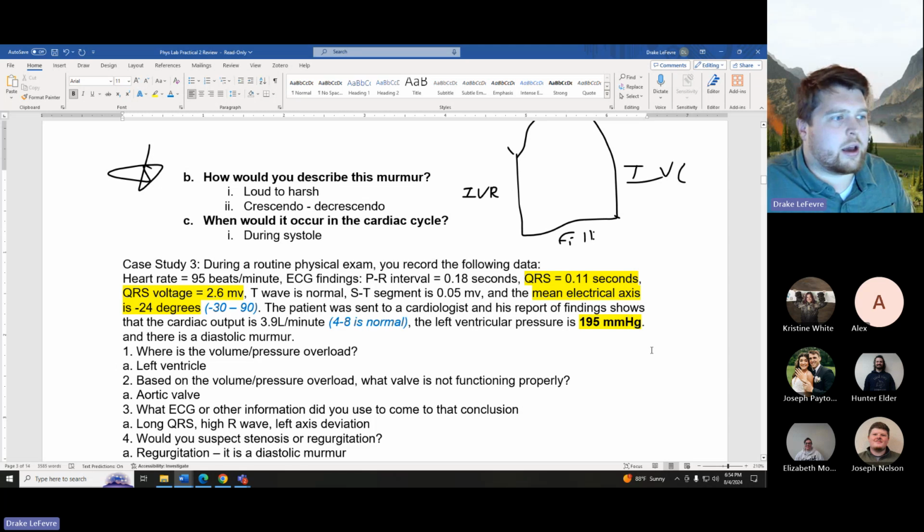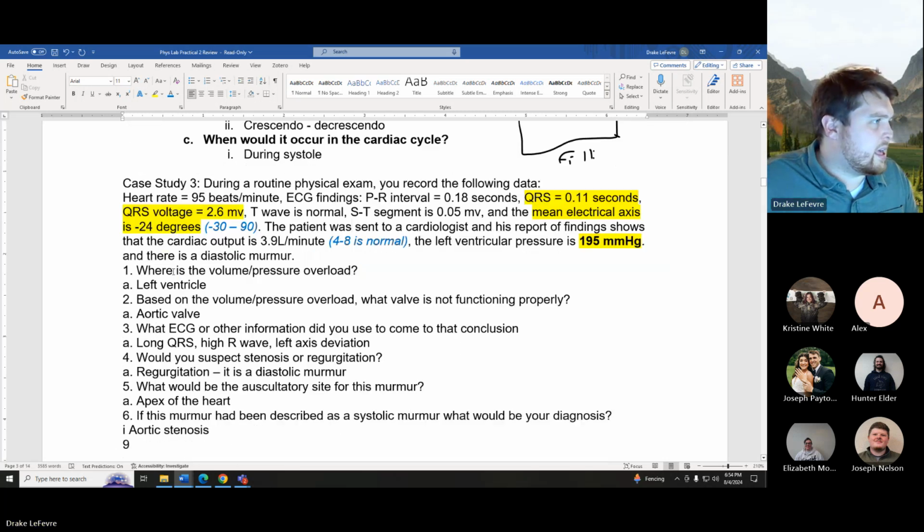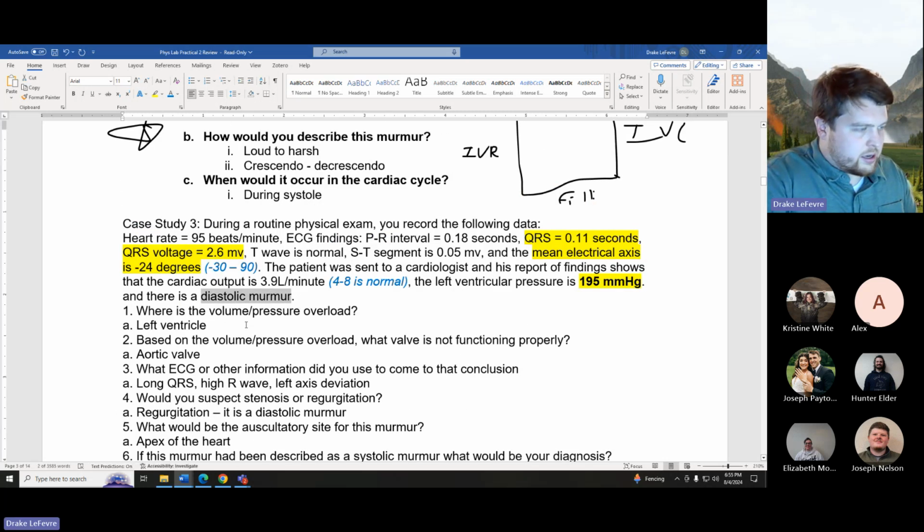Left ventricular pressure is 195 millimeters of mercury. That is way too high. Normal should be at maximum about 120, or just over 120 systolic pressure. And there is a diastolic murmur.